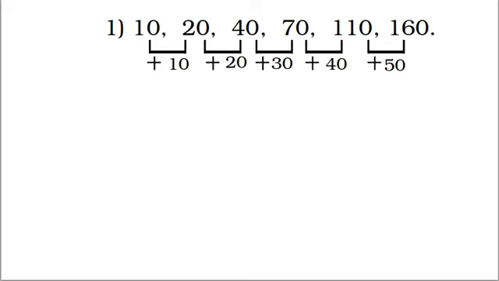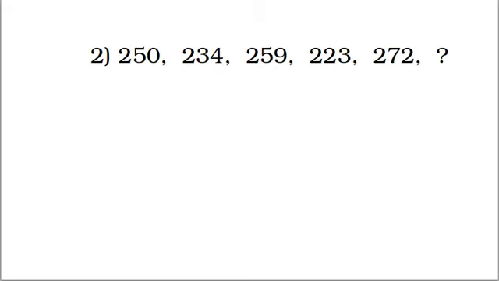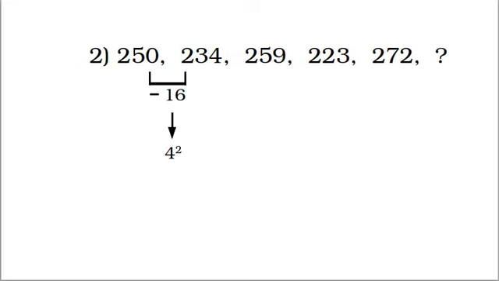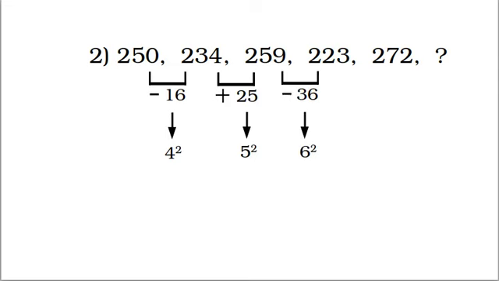Now let us move on to the second one. 250 and 234. Difference between these two is 16. We know that 16 can be written as 4 square. 250 minus 16 is 234. 234 plus 25 is 259. 25 can be written as 5 square. 259 minus 36 is 223. 36 can be written as 6 square.